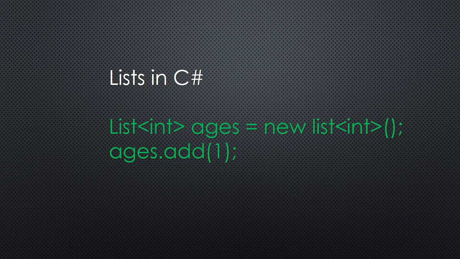I want to add items or elements inside this list now. I can do that by saying the ages, the name of the list, dot add, and I can also remove in the same way. Here is the difference.